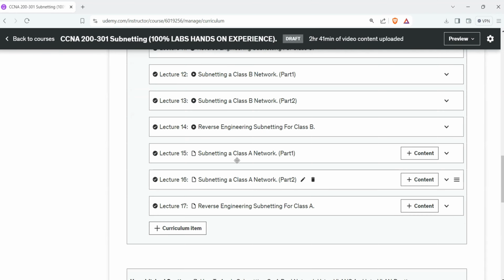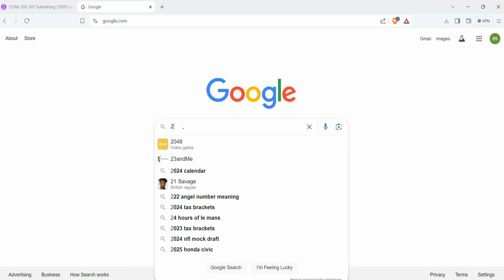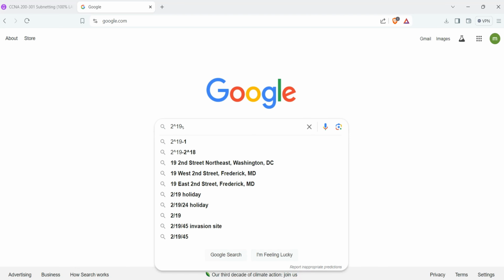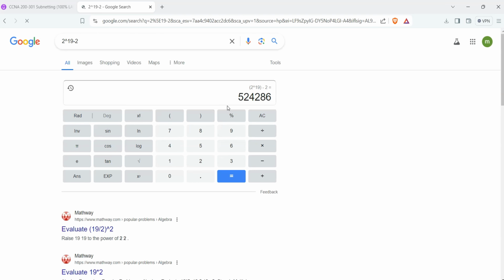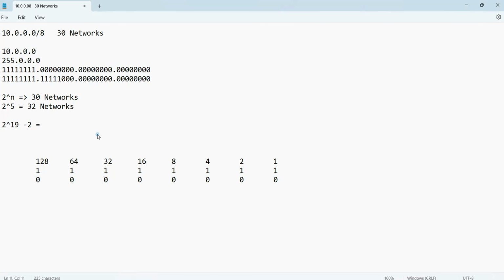So let me get online and say the following. I like to use Google as a calculator. 2 to the power of 19 minus 2 equals what? This is the number. Look at this. A lot of hosts, right? So let me put this back over here. That's how many hosts I actually get: 524,286 hosts per network. See that? I get a lot of hosts over here. Let me just erase this.